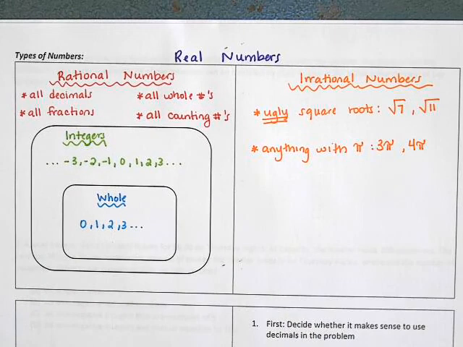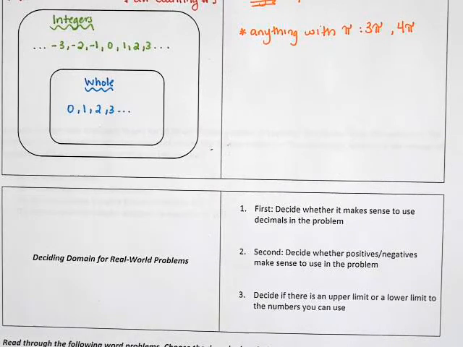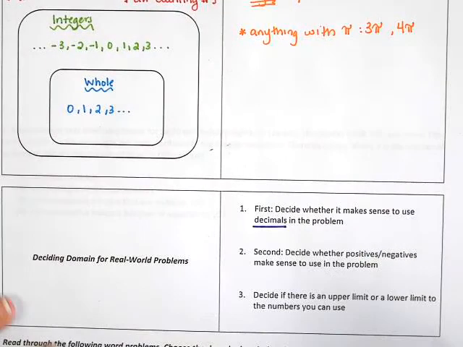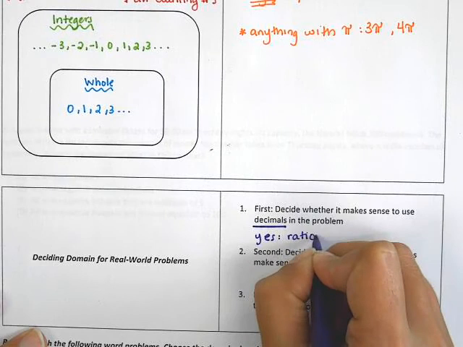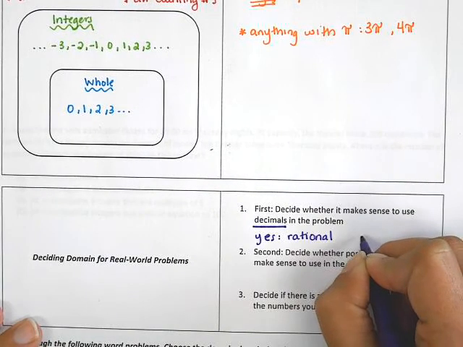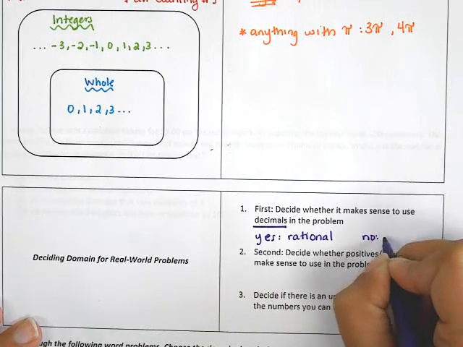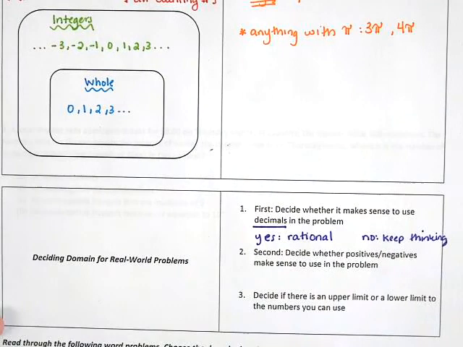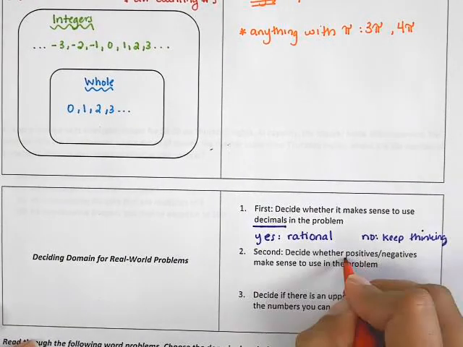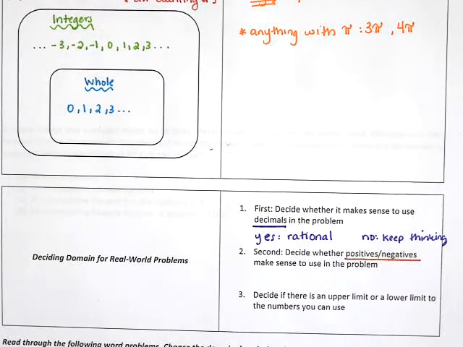When I give you a word problem and I say which of these types of numbers makes the most sense to use, you're going to go through a 3-step thinking process. First, you're going to decide whether it makes sense to use decimals in the problem. If decimals make sense, you're going to say that we want all of the rational numbers. If decimals do not make sense, then you need to keep thinking about what does make sense. The second question is going to be decide whether positives or negatives make sense. Because sometimes a negative number doesn't make sense. For example, I can't go to the store and say I want to buy a negative amount of apples. That's not a thing.